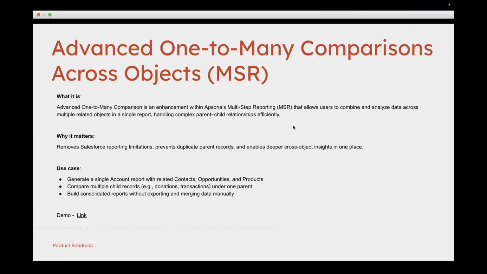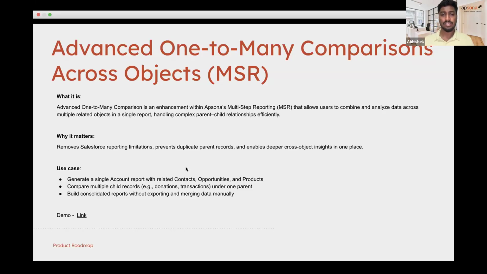Yes, as Shweta mentioned, the first feature we'll be discussing today is one-to-many comparisons across objects using multi-step report. This would help us compare data from one object to another object, not by rows, but using column methods. We'll be showcasing how we can display data using column blocks in multi-step report and how we can use a calculated field to compare this data using these column blocks.